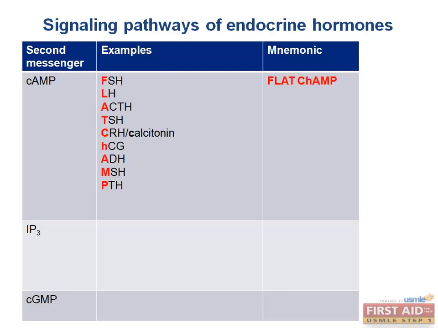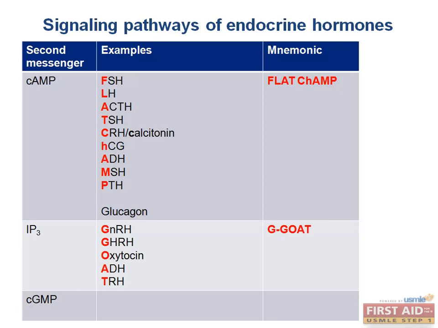For cyclic AMP, you can use the mnemonic FLAT CHAMP to help you remember that FSH, LH, ACTH, TSH, calcitonin/CRH, HCG, ADH, MSH, and PTH all use this second messenger. You should also remember from your biochemistry lectures that glucagon uses cyclic AMP to activate PKA, which then phosphorylates hormone-sensitive lipase, leading to the mobilization of fat stores.